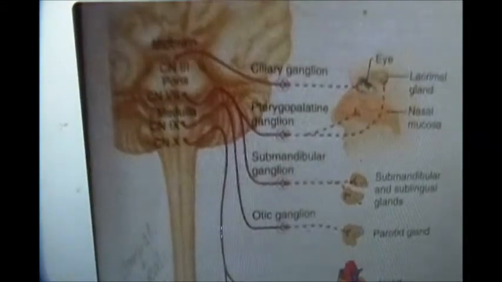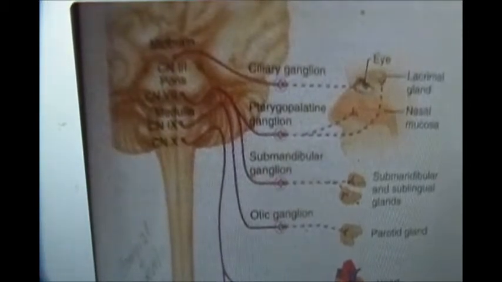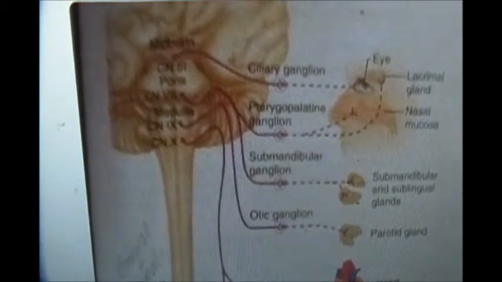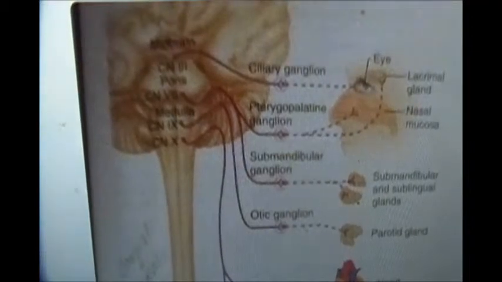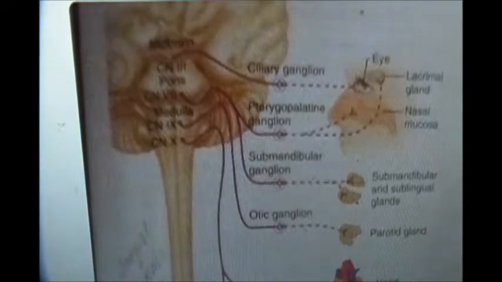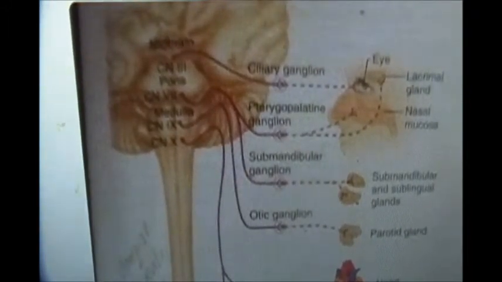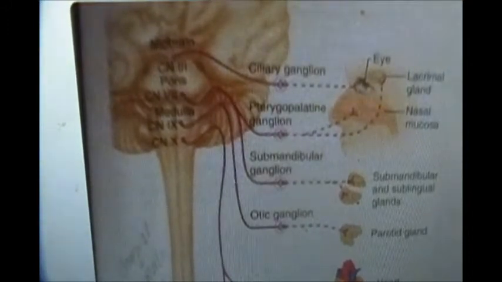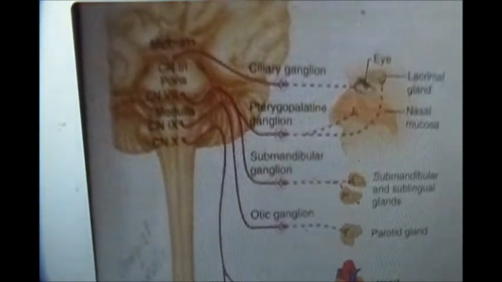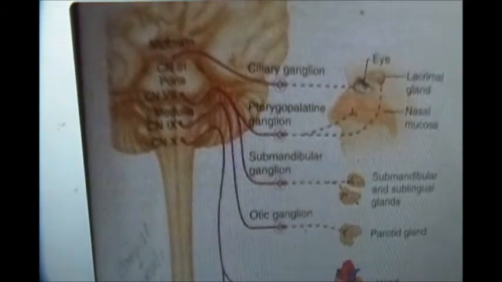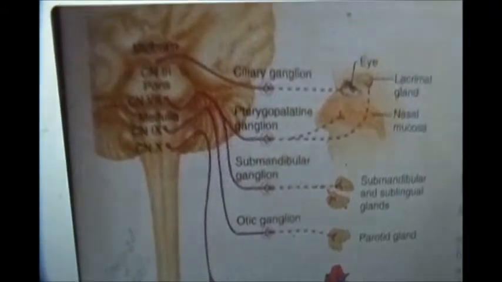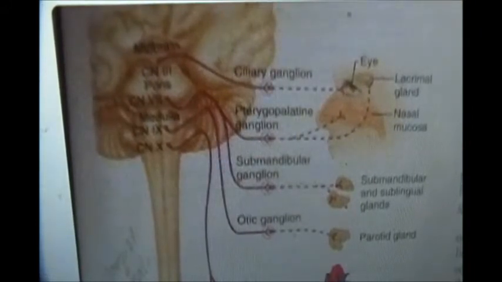What is the parasympathetic nervous system? The parasympathetic nervous system has a craniosacral outflow, a cranial and a sacral. The cranial outflow has the 3rd, 7th, 9th and 10th cranial nerves. The 3rd cranial nerve, the oculomotor nerve, relays in the ciliary ganglion and supplies the ciliary muscle and the sphincter pupillae of the iris.